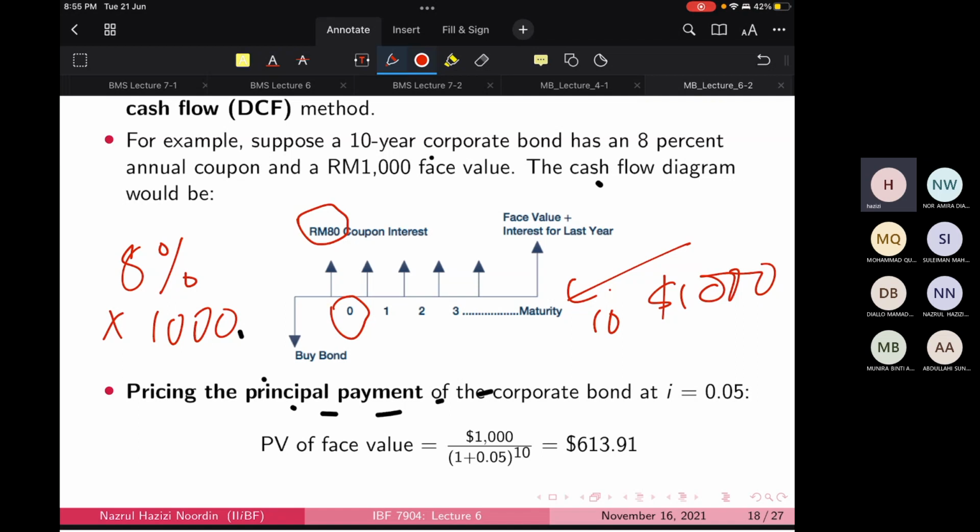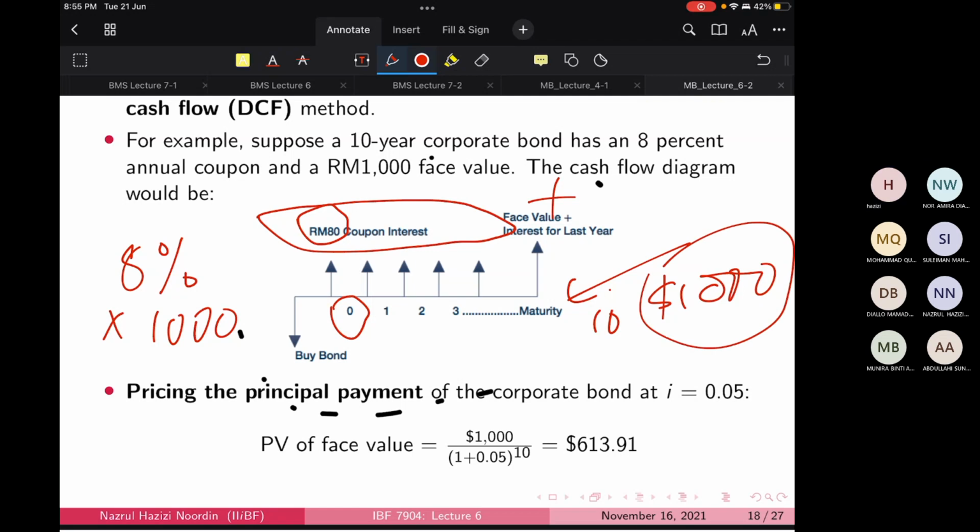So what the bond holder, the bond purchaser, the bond investor receives is the sequence of 80 ringgit for the next 10 years plus the $1,000 of face value, right? Of course the profit is only the interest, but at the end of 10 years, this is how much money that you will get.